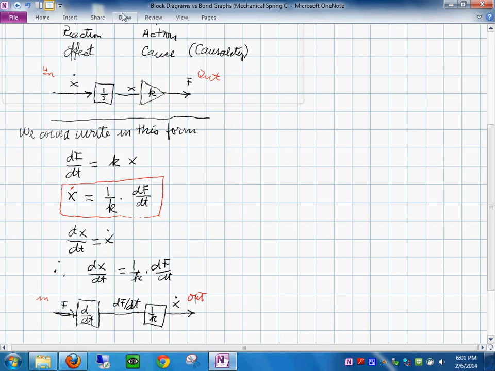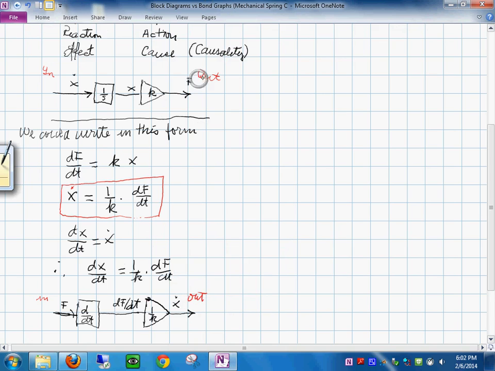Let me just make a small correction here, just again for consistency. Draw the little triangle in there. Like this is going to be like this. Yeah? Okay.